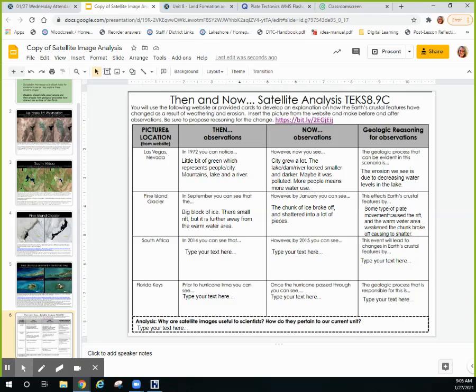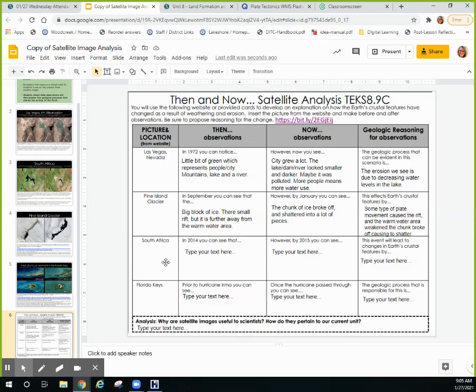We're saying that this was probably caused by, it says, how Earth's crustal features affected it. We said there was some type of plate movement that caused the rift, and that the warm water area weakened that chunk that broke off, causing it to shatter into a bunch of pieces. And I actually think that they'll probably continue to melt away and then get smaller and break into smaller pieces.